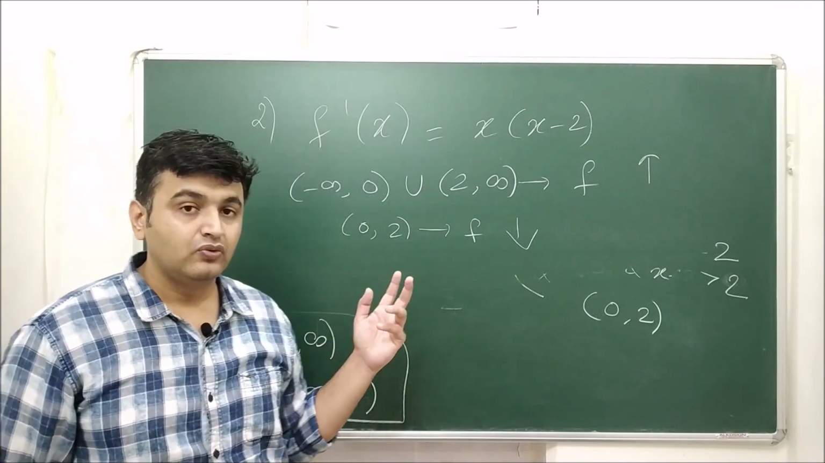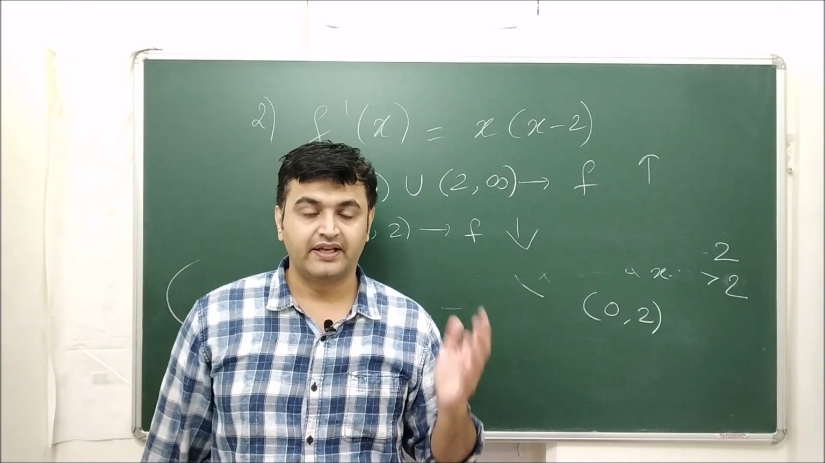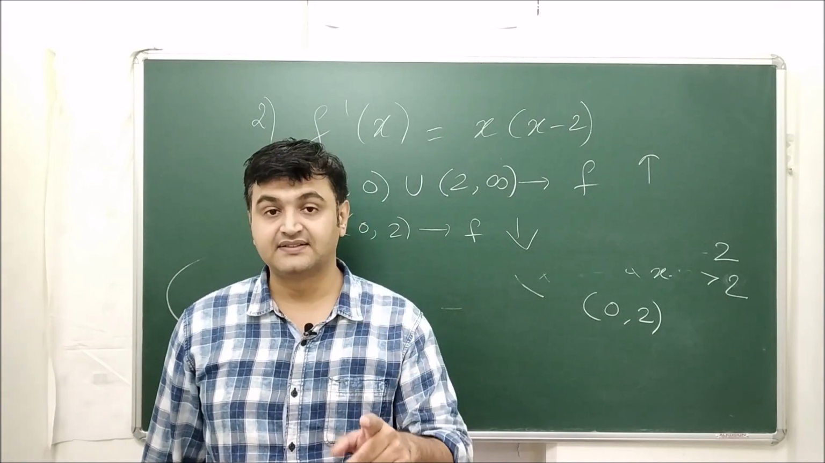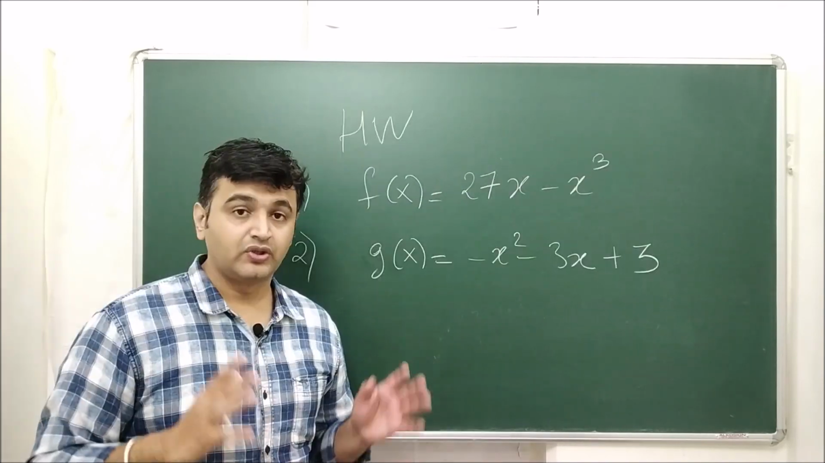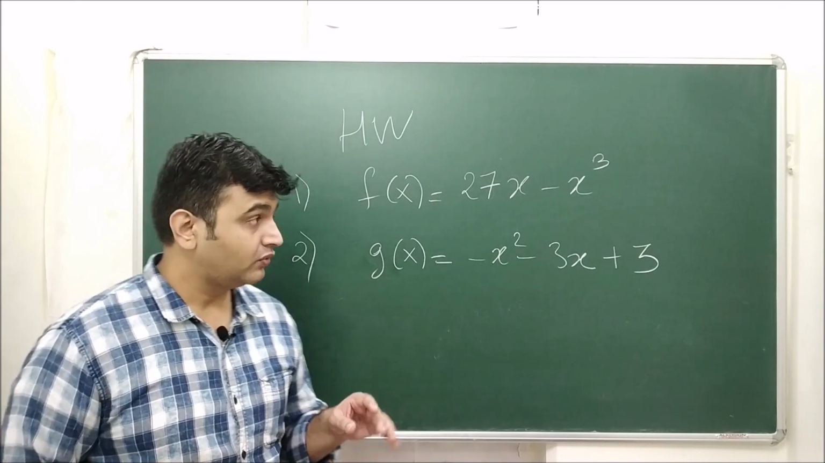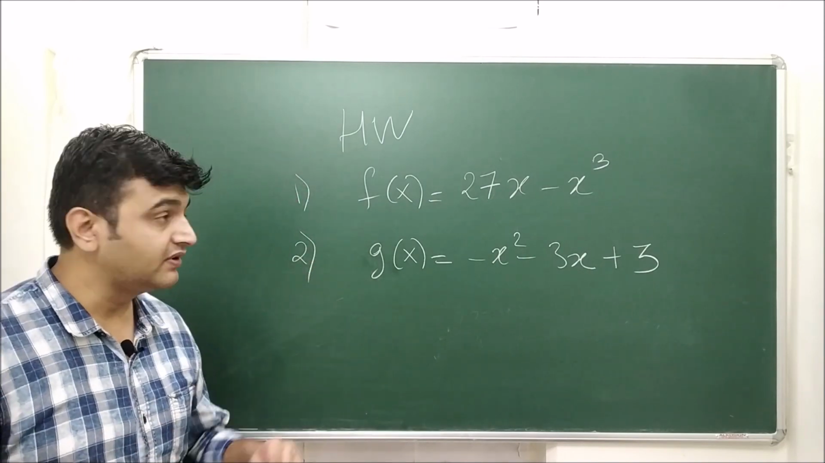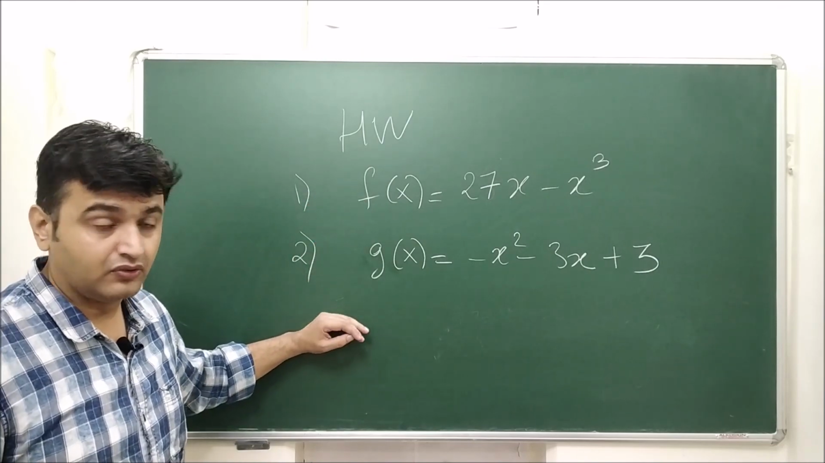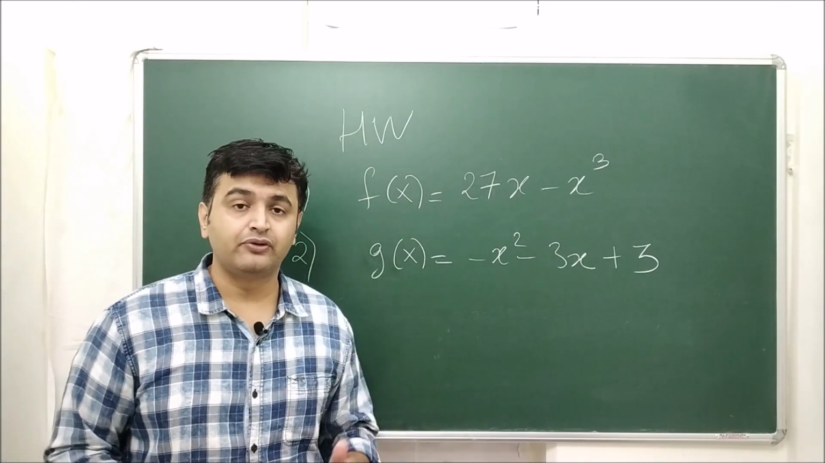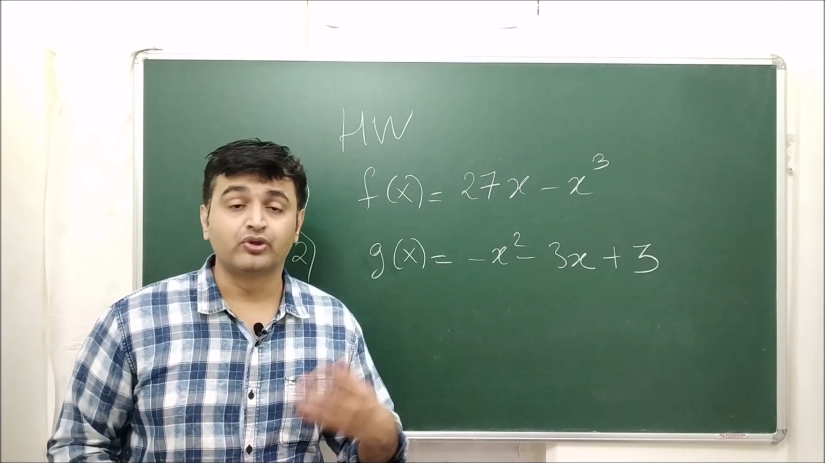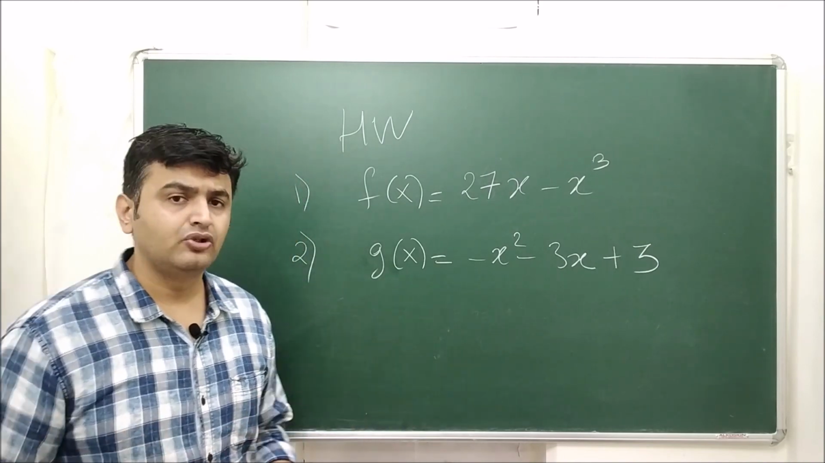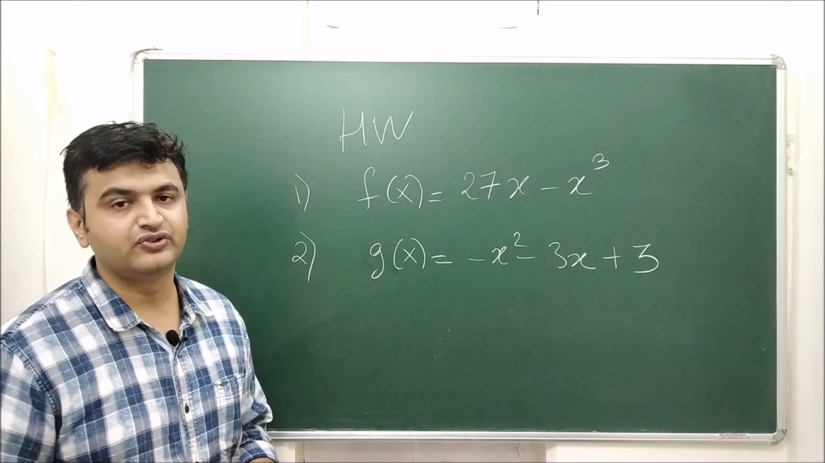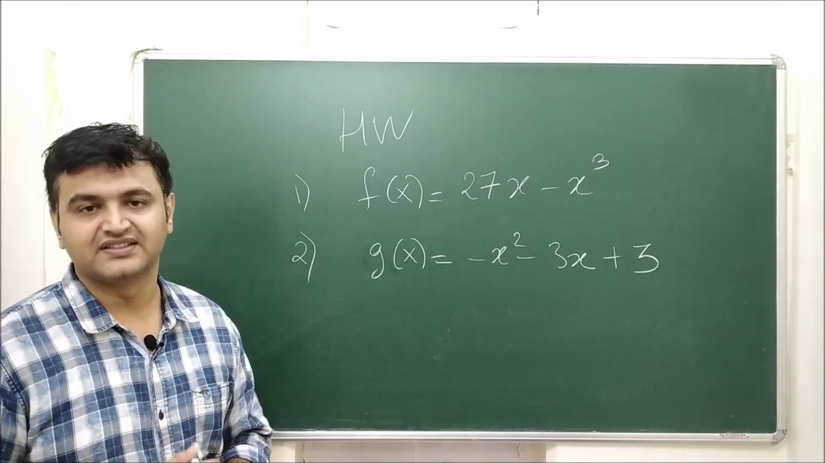Now let me give you a couple of homework problems, and your job is to comment the answer in the comment section. So here are the two homework problems for you. You have to tell me over which interval the function is increasing and decreasing, and the same for this function. You can use this derivative theorem to answer the question, and later, if you wish, you can use GeoGebra to verify your answers.